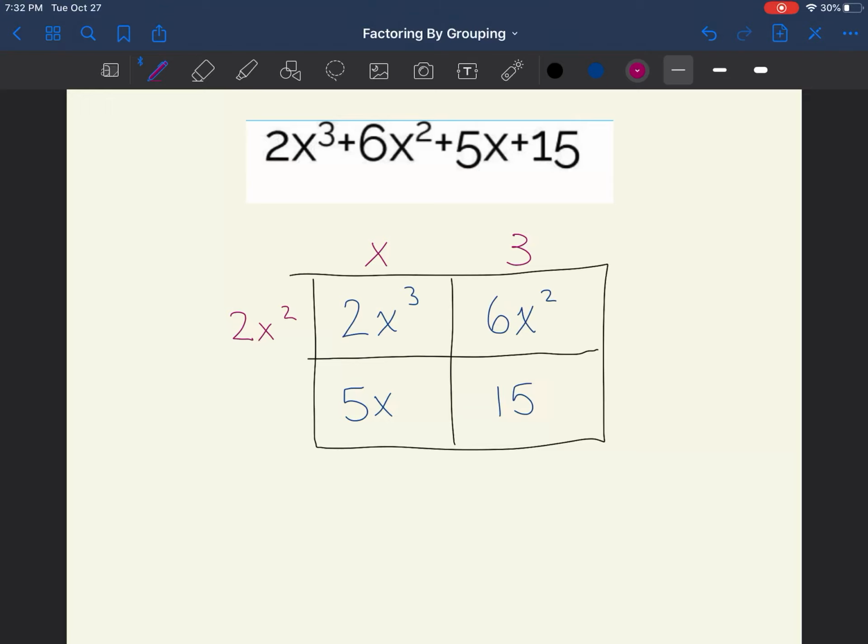Now I go to the bottom. The greatest common factor of 5x and 15 is just going to be 5. Double check: 5x divided by 5 is x, that's good. 15 divided by 5 is 3, so we're good there. So my final answer, writing this polynomial in factored form, is 2x squared plus 5 times x plus 3.